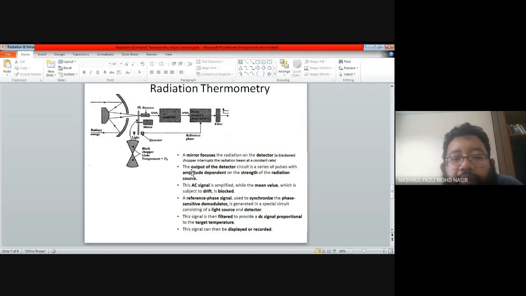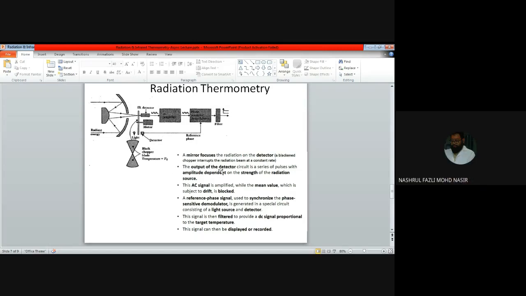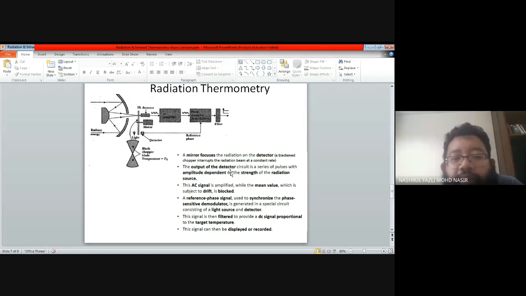And then we have the output. We have the detector circuit here, the IR detector. The output of the detector circuit is a series of pulses whose amplitude depends on the strength of the radiation source. Then we have the AC signal amplifier, and the mean value that is subject to drift will be blocked.